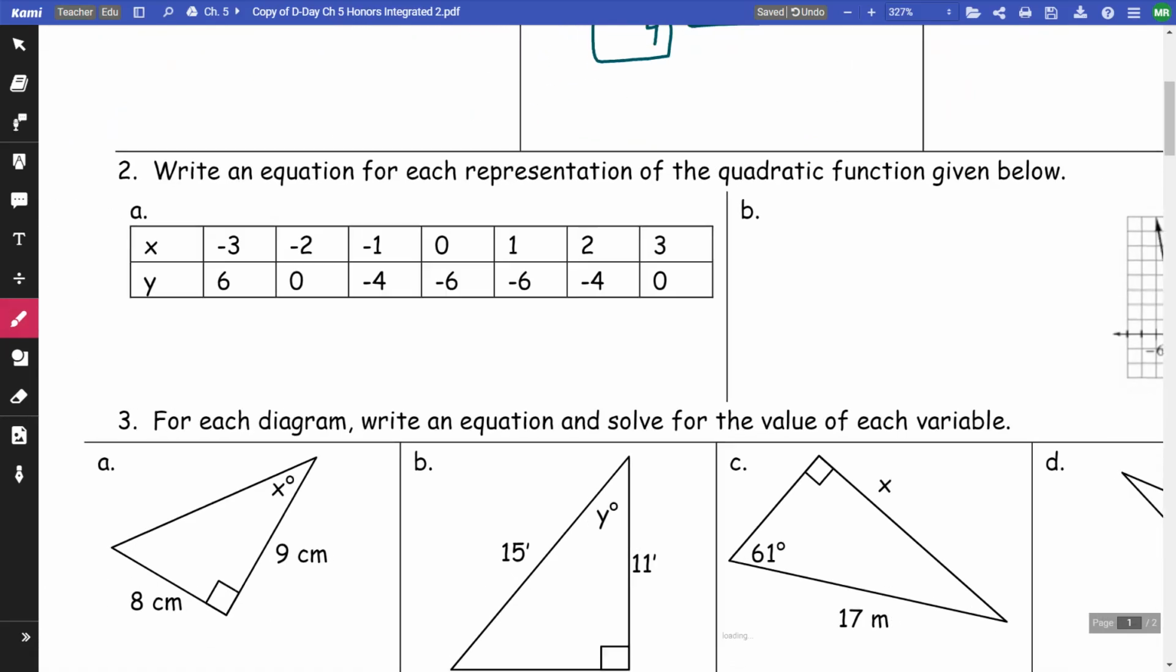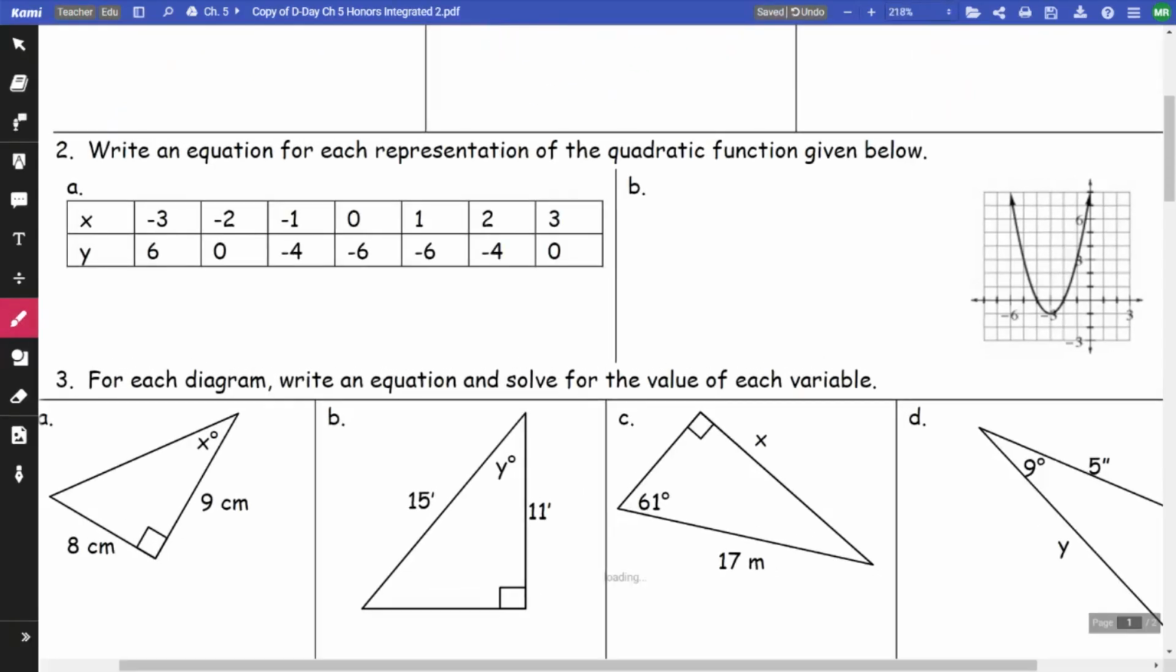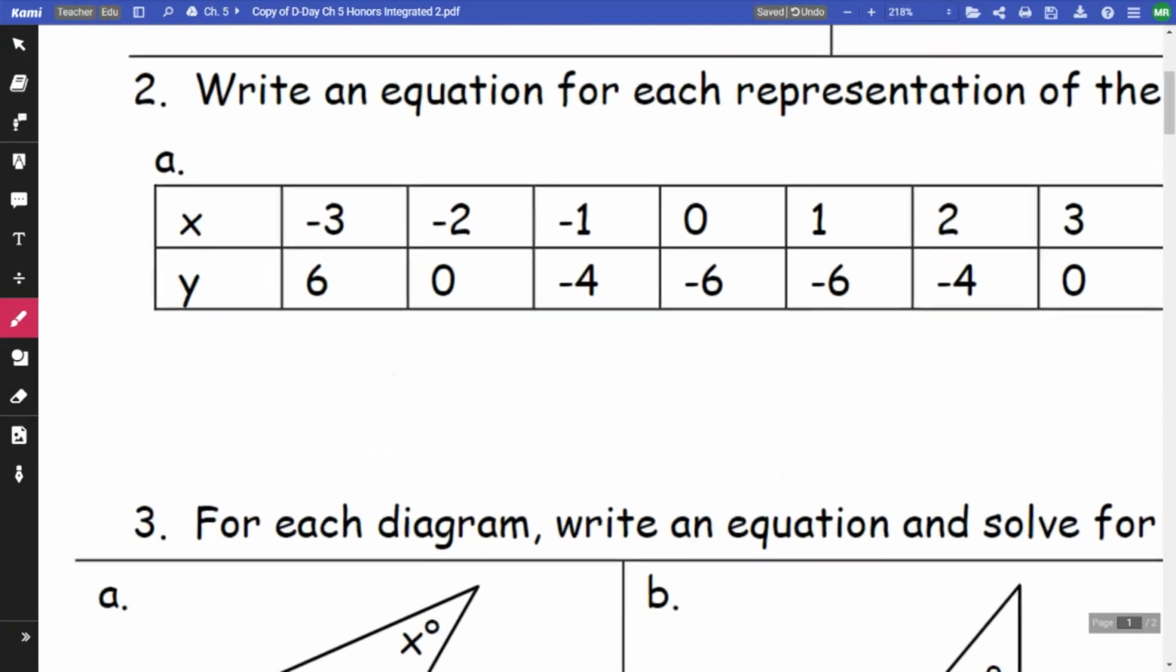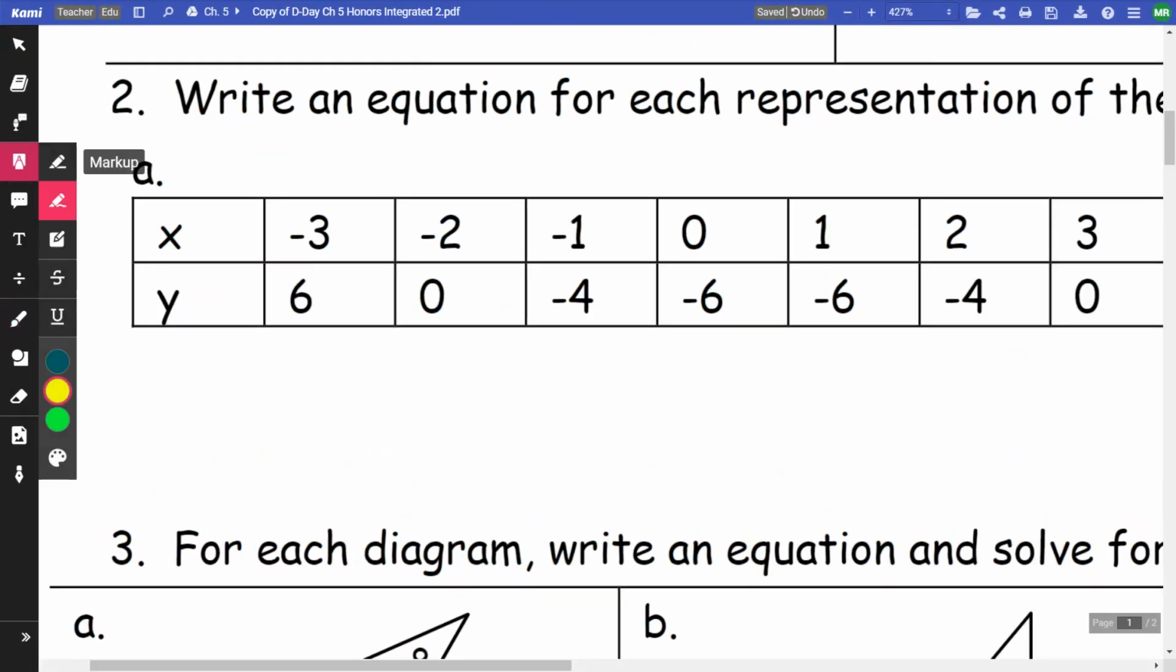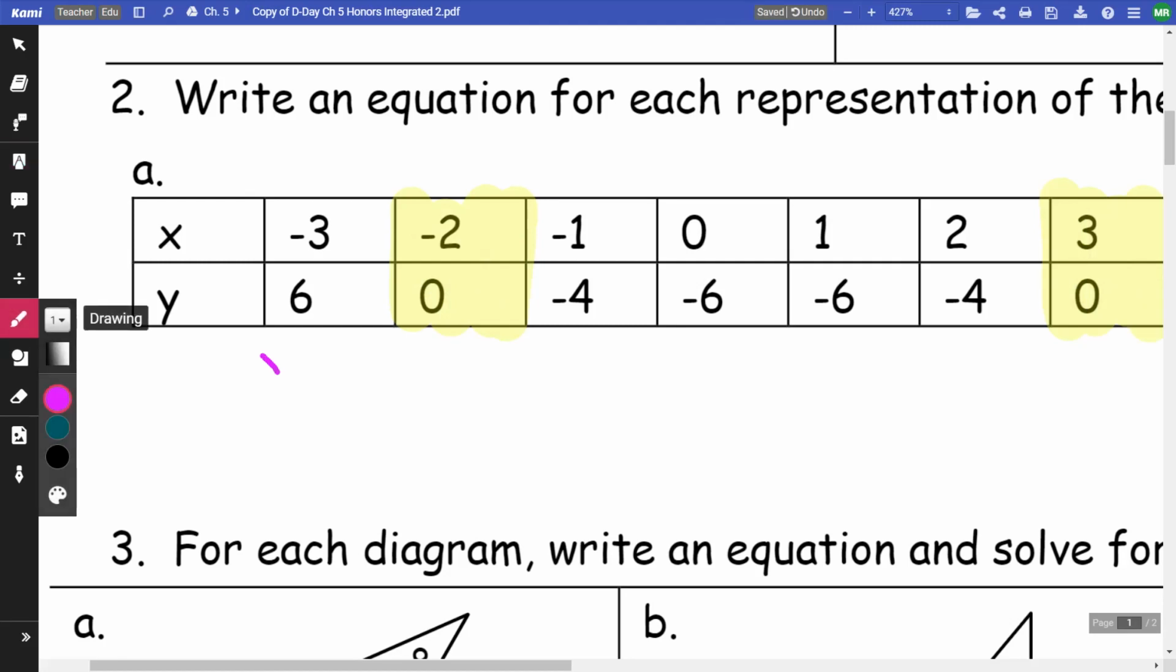On this next section, number 2a and b, I'm trying to write the equation of this, and I want to find the a, the stretch also. So I want to look for my x-intercepts because that's going to help me with my factors. So I know I'm going to have y equal a times, and because of the x-intercept, that's a negative 2, that came from an x plus 2. And my x-intercept of 3 came from an x minus 3.